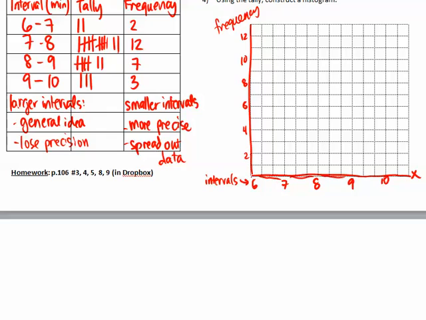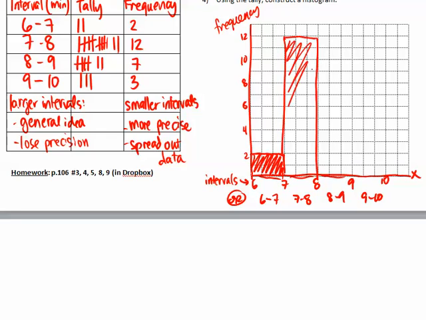Equally, I could just put them in bars and say that this is the 6 to 7 range, this is 7 to 8, 8 to 9, and 9 to 10. Both will work. If I wanted to make it look like a line graph or like a bar graph, both of these will work. So between 6 and 7, I have a total of 2 data points. Between 7 and 8, I have a total of 12 data points. I should be using a ruler for this. It's hard to use a ruler on the computer.